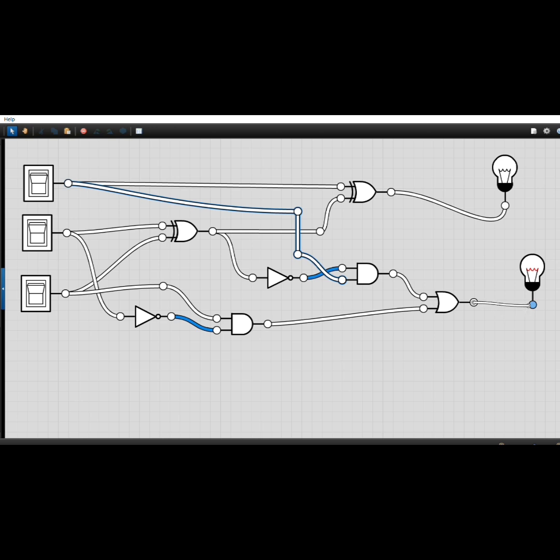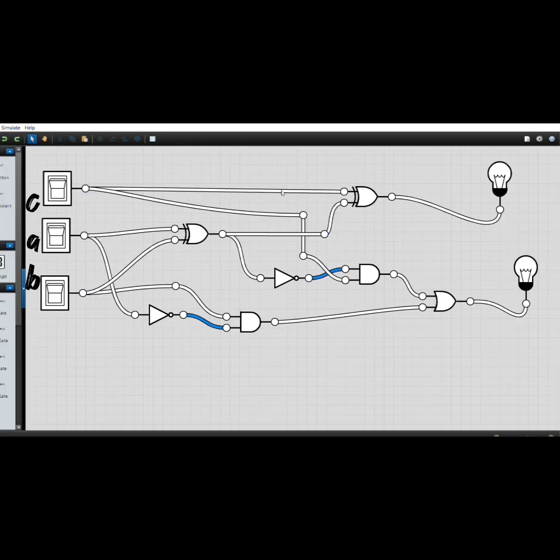Let's move on to the full subtractor. For the full subtractor, you need 3 switches, 2 XOR gates, 2 NOT gates, 2 AND gates, 1 OR gate, and 2 bulbs for the output. The outputs are the borrow and difference. The connections were given based upon the logic diagram, and the connections are checked based upon the truth table.